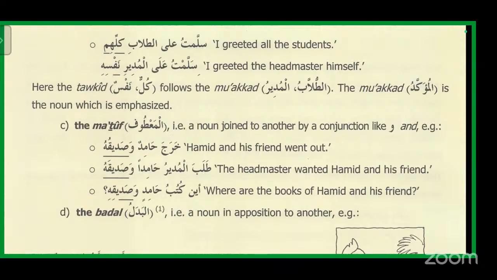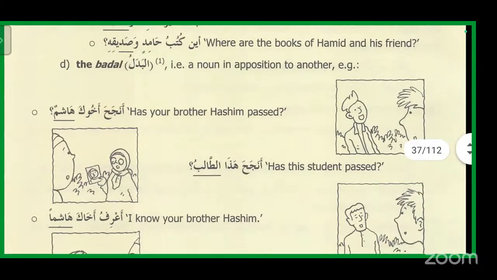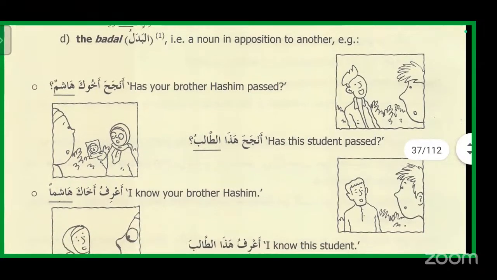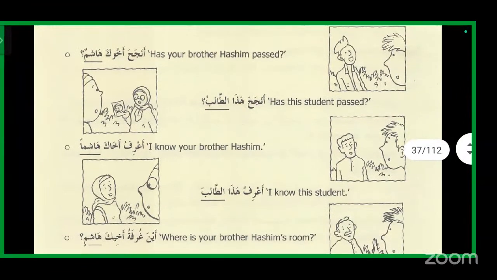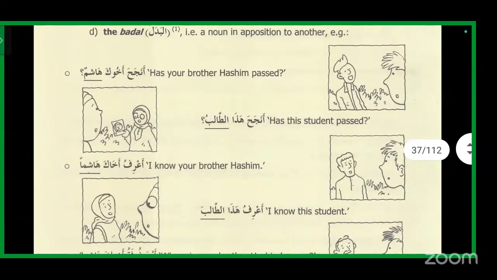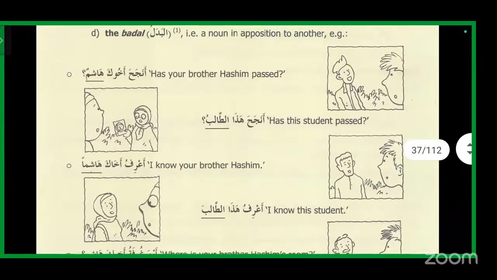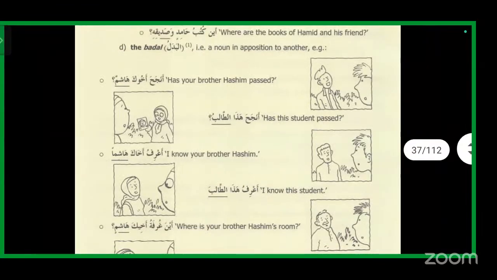And the fourth category is the badal. That is a noun in opposition to another. Example: Anajaha akuka Hashimun. Has your brother Hashim passed? Anajaha has a talibu. Has this student passed? Afu akaka Hashiman. I know your brother Hashim. Afu has a taliba. I know this student.